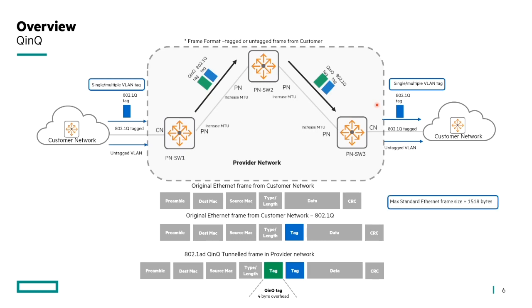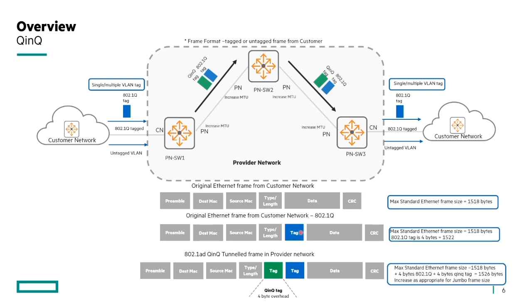So we just have to be mindful of the maximum standard Ethernet frame size at 1518 bytes. We've got the 802.1q overhead, which is 4 bytes, and of course the QinQ tag, which is another additional 4 bytes. And of course, if we were to use jumbo frames, we would have to increase the MTU size even further.